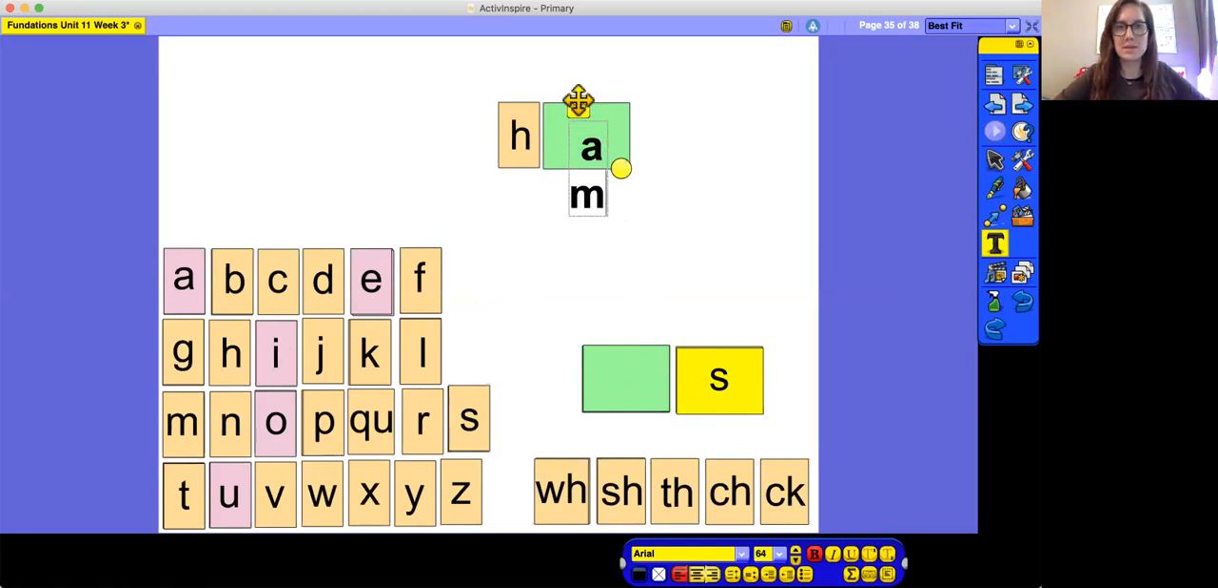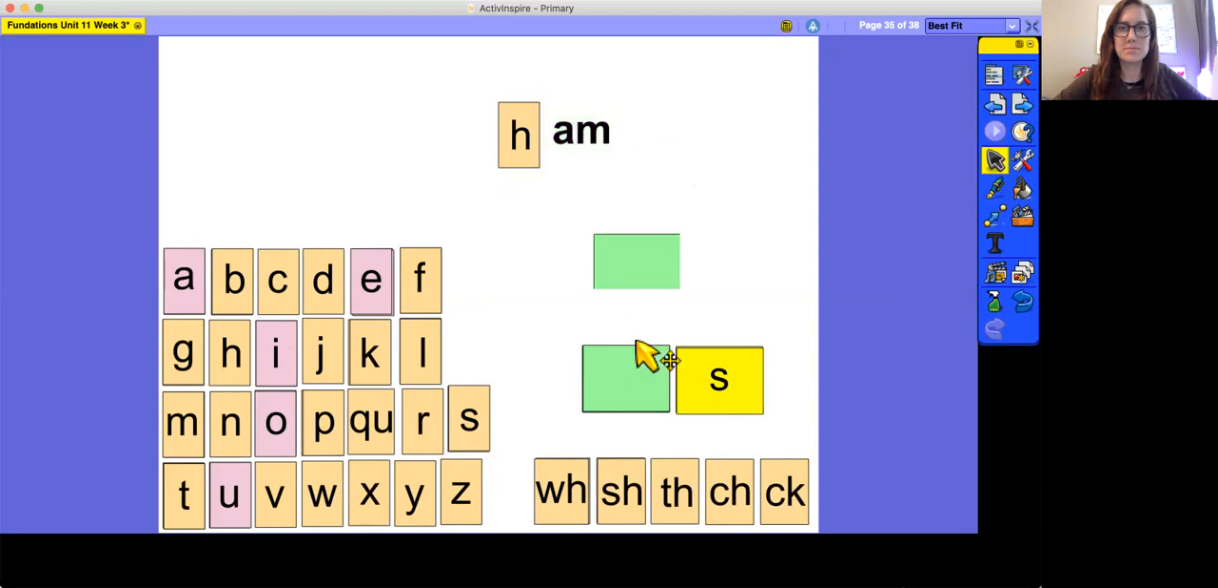A-M. So this gives us the word ham. So when we tap it, we have am, ham. Great job. And we'll spell that away. Am, and H says h.